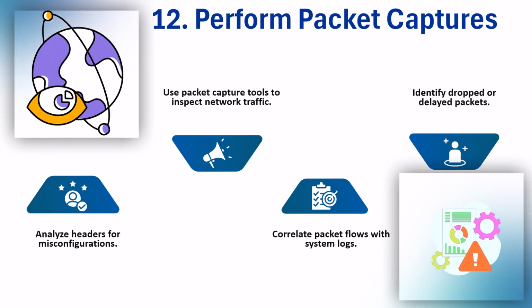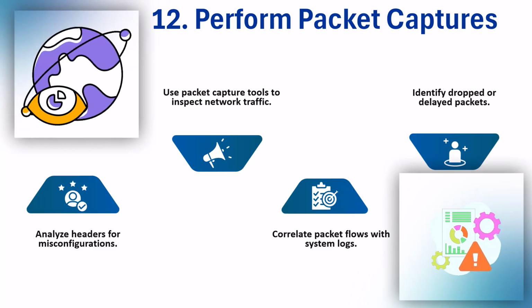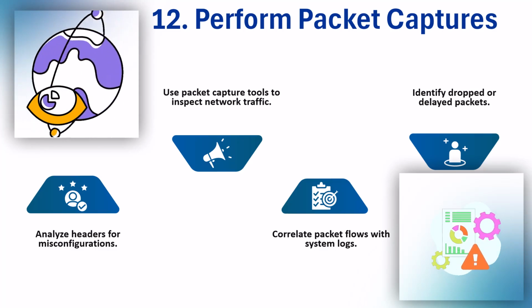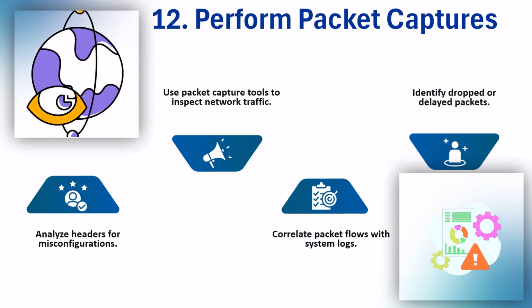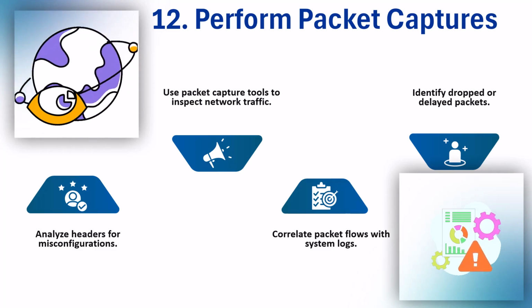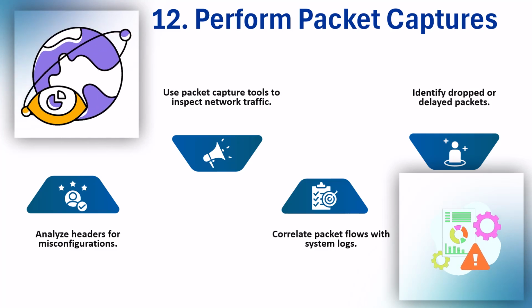Packets are the tiny messengers of the internet, and sometimes they get lost or delayed. We capture them to see where they are struggling. First, we inspect them. Are they reaching their destination? If not, headers might be misconfigured. And for the ultimate detective move, we correlate packet captures with logs. It's like matching fingerprints at a crime scene.